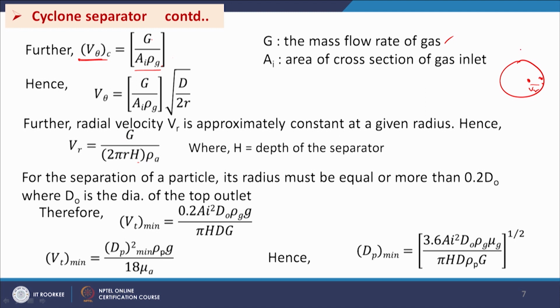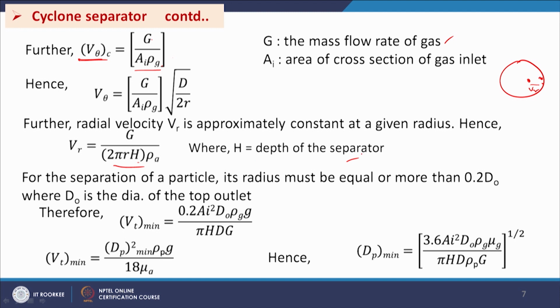So, what is the mass of air entering the system? We are assuming that the same mass is crossing the surface at distance r. So 2 pi r into h is the total surface at distance r, multiplied by V r gives the volumetric flow rate, and multiplied by rho a gives the mass flow rate. This mass flow rate has come through the entry duct to the separator. So we get V r equal to this, where h is the depth of the separator.